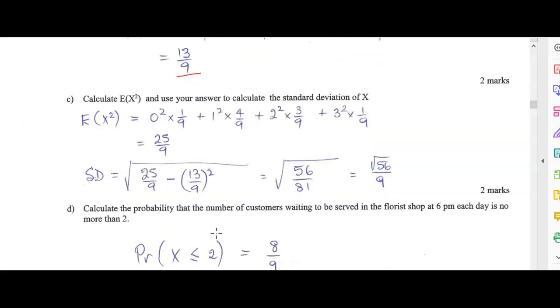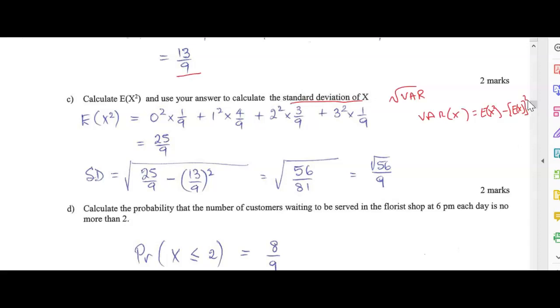All right, calculate E of X squared. So we've done that before. So it's just your value of x squared times its probability. And we do that to find the standard deviation. So your standard deviation, remember, is the square root of your variance. And your variance is equal to E of X squared minus the mean squared. I'm running out of room.